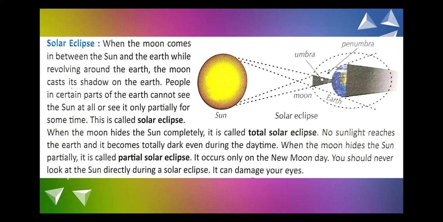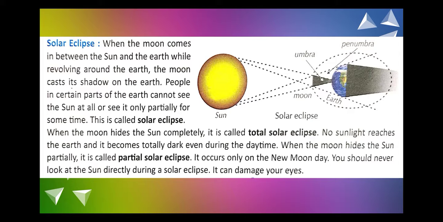Now, solar eclipse. When the moon comes in between the sun and the earth. The sun is fixed. Now, the moon is coming in between the sun and the earth. Whose shadow will be cast on whom? The moon's shadow will be cast on the earth. People in certain parts of the earth cannot see the sun at all or see it only partially for some time. This is called a solar eclipse. It means the people living on the earth sometimes are not able to see the sun at all or see it partially. That's why it is called a solar eclipse.